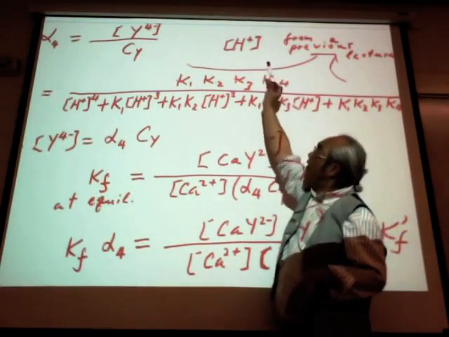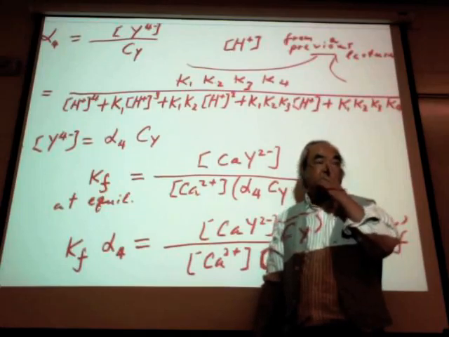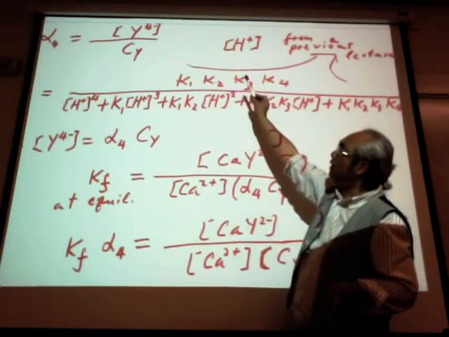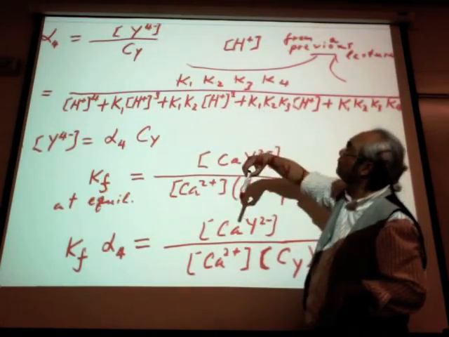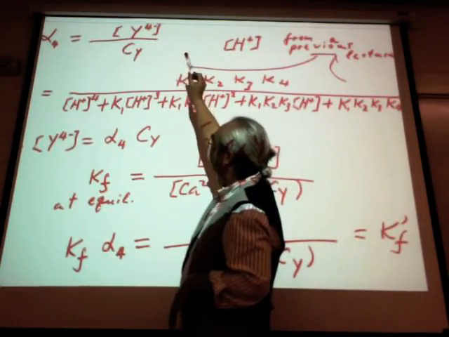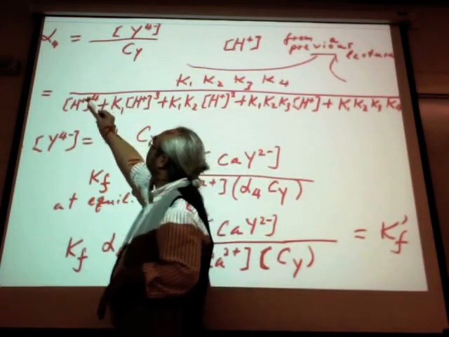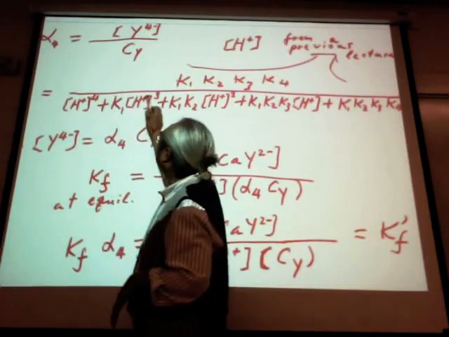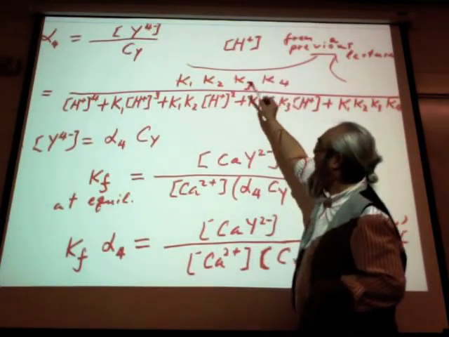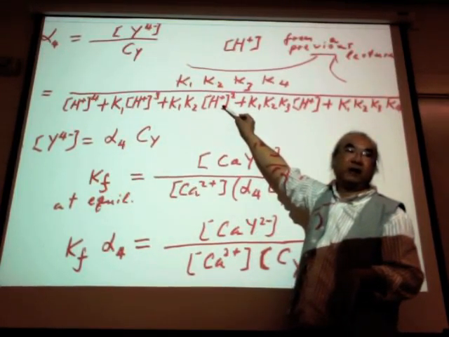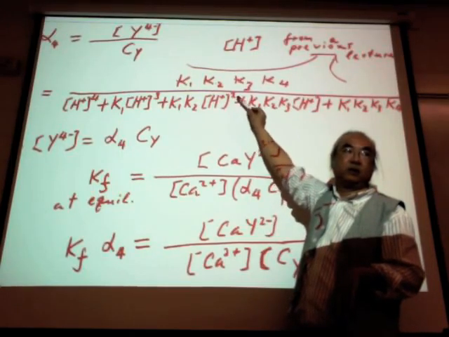So this all depends on the pH, the proton, okay? So with alpha 4 defined like that, then you can plug in the pH. At pH 10, the proton is 10 to the minus 10, okay?